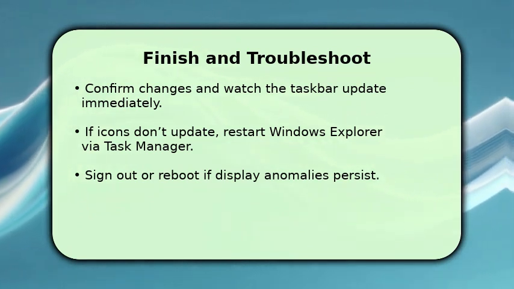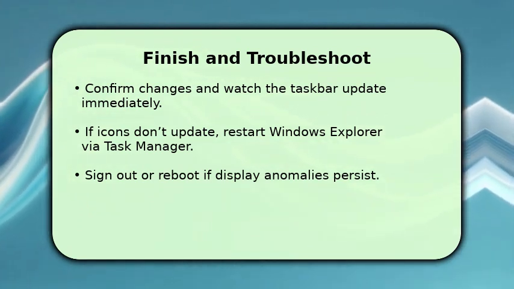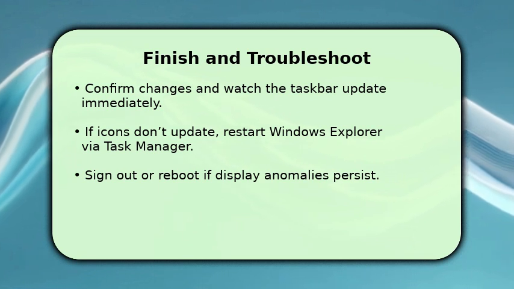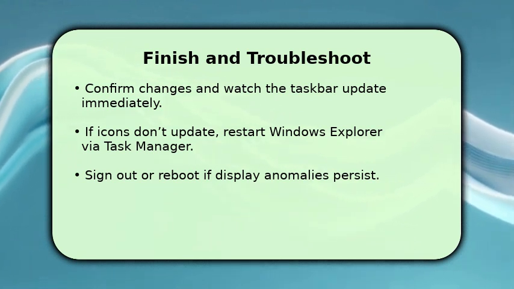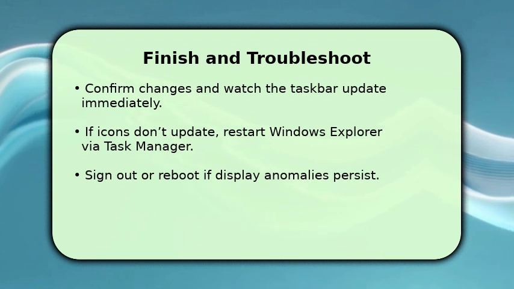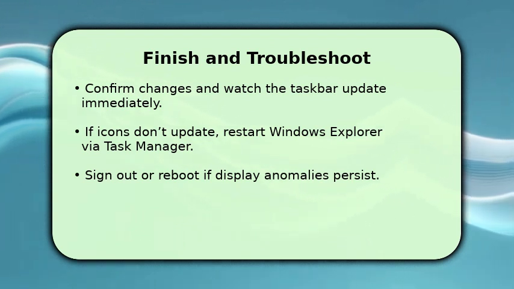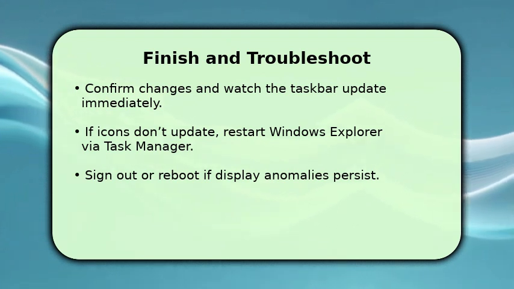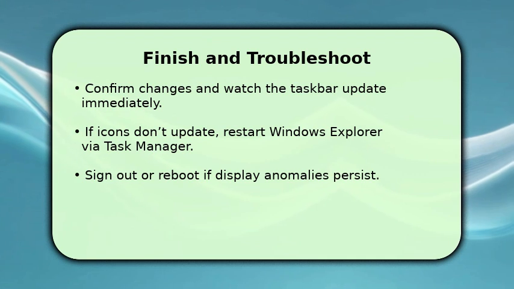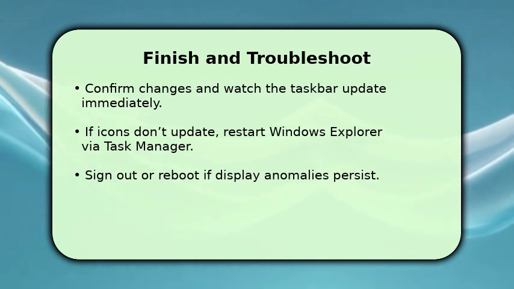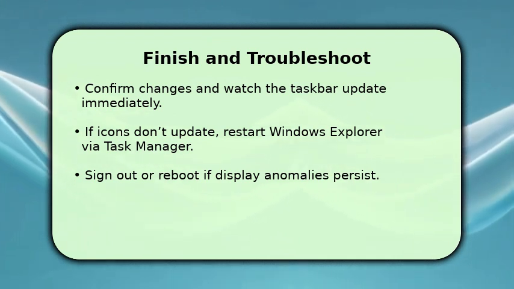If changes don't take effect, open Task Manager, find Windows Explorer, right-click and choose Restart. This reloads the taskbar without rebooting. As a fallback, sign out of your account or reboot the PC to clear lingering state. If a specific app still reappears, open the app's own settings and disable its notification icon to stop it from returning.